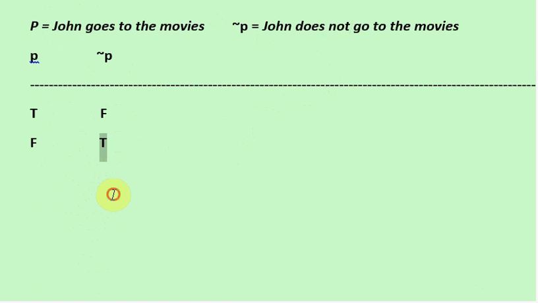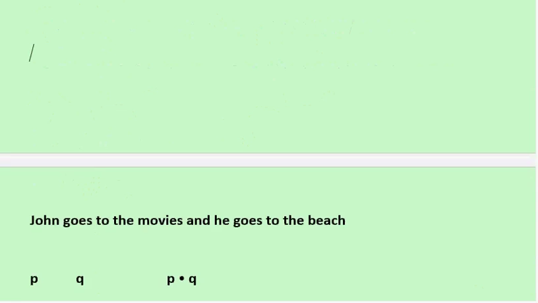So with negation, we're basically dealing with opposites. If one is true, the negation of that proposition is false, and vice versa. If the proposition is already false to begin with, then the negation would be true. Okay, so that's actually the simplest one. That's negation. Let's go to conjunction.